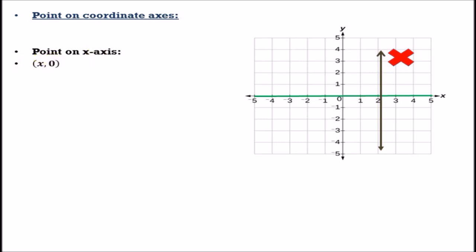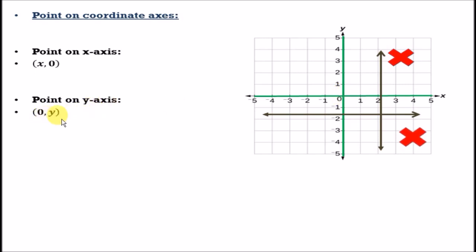vertical movement. Similarly, point on y-axis, the vertical axis marked in green again. Now, there will be some value of y coordinate as the point will lie on the vertical axis. But since there is no horizontal movement again, the value of x coordinate will be 0. Hence, a point on y-axis will be 0, y.